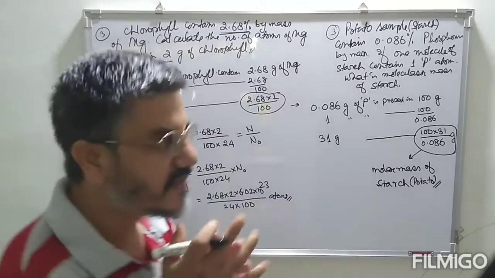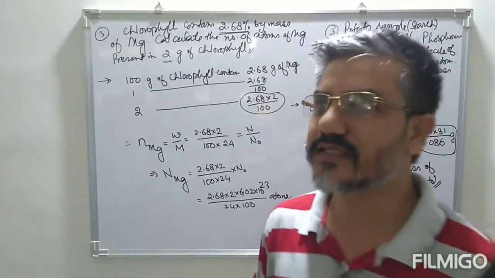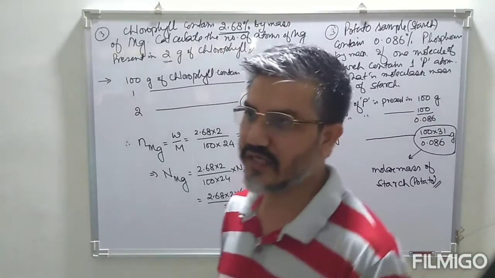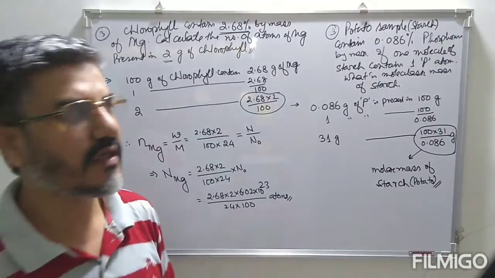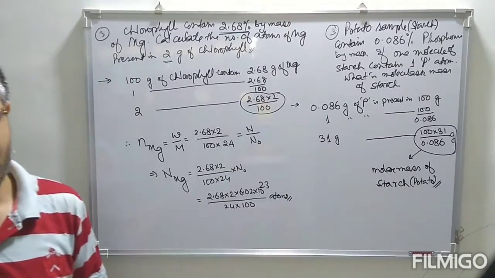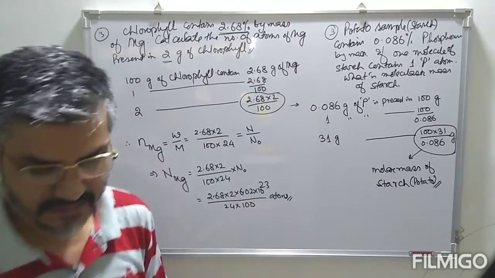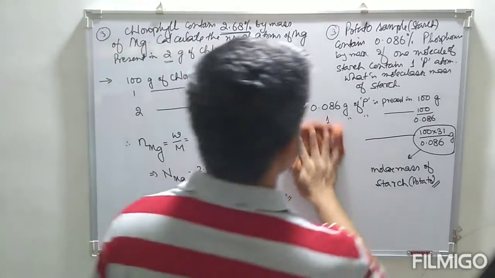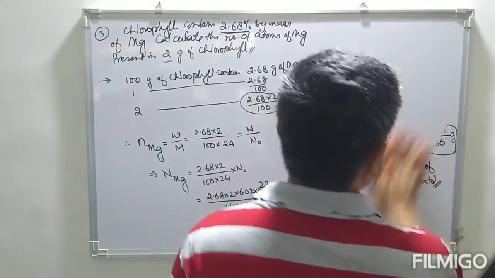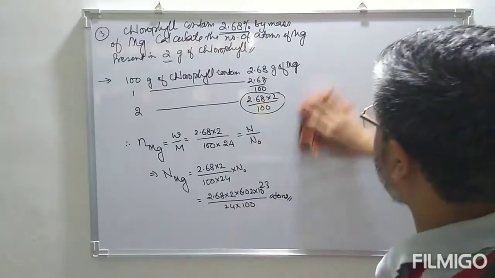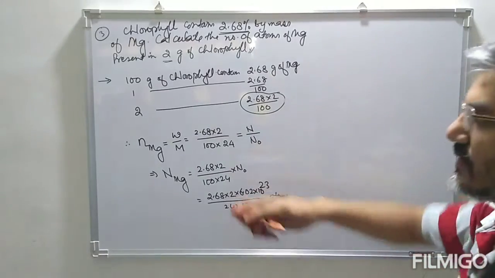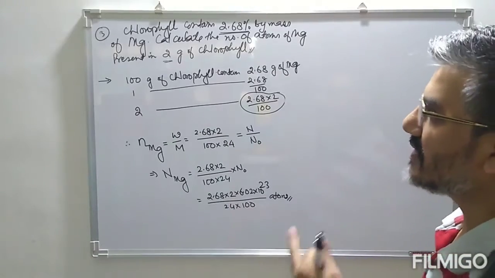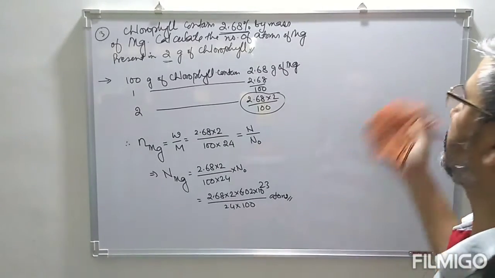Now once we have defined this percentage composition, the next problem is to define the empirical formula, and from this empirical formula we have to find the molecular formula of the given substance. So let's see how to find the molecular formula. The next part is determination of the molecular formula from the percentage composition.